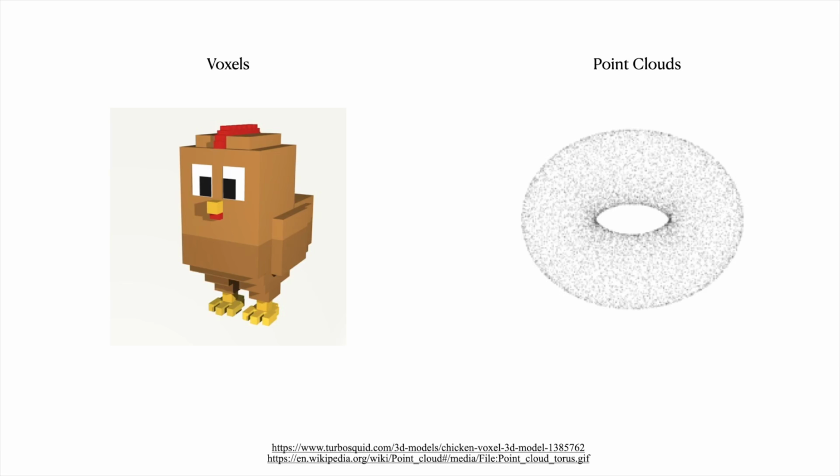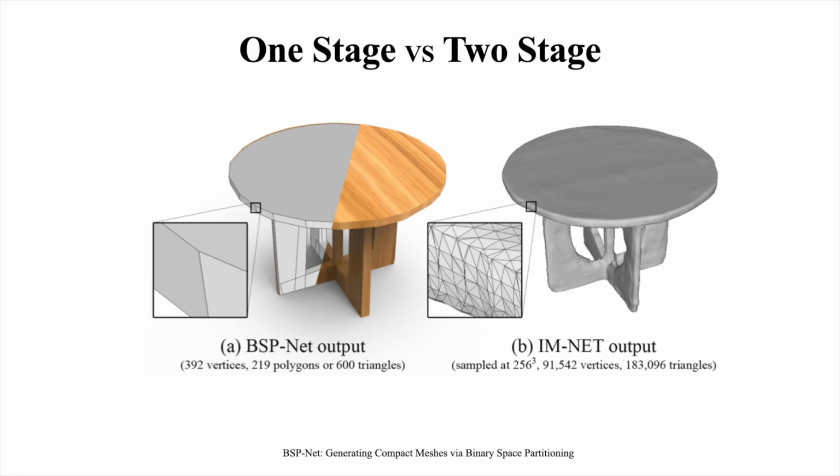In contrast, different from prior works, the BSPNet, which I'm going to talk about in this video, learns the polygonal mesh directly. It doesn't learn voxels, point clouds, or other intermediate things. Therefore, it's a one-stage learning method. The authors of the paper claim that their one-stage learning method has several advantages over other two-stage learning methods.